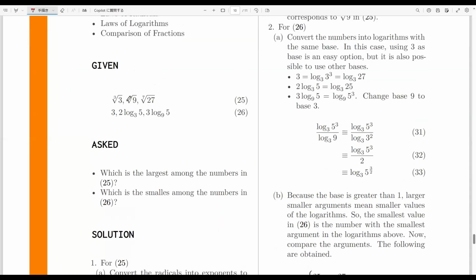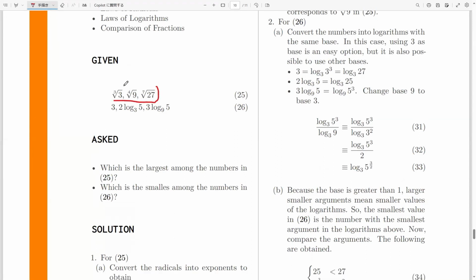Now for this problem, we are looking at two sets of numbers. The first set is this one and here. And we want to find the largest among it. And the second set is this one. And then we want to find the smallest among these numbers. Okay, so let's look at the first one. We just want the largest.